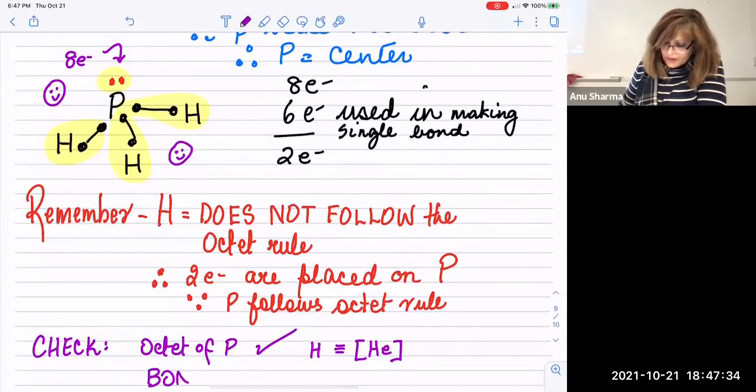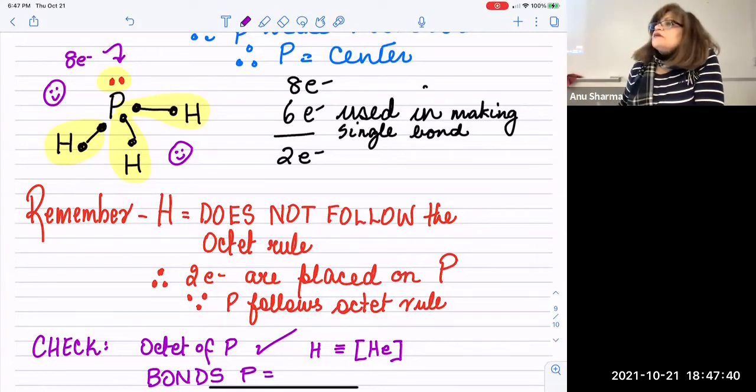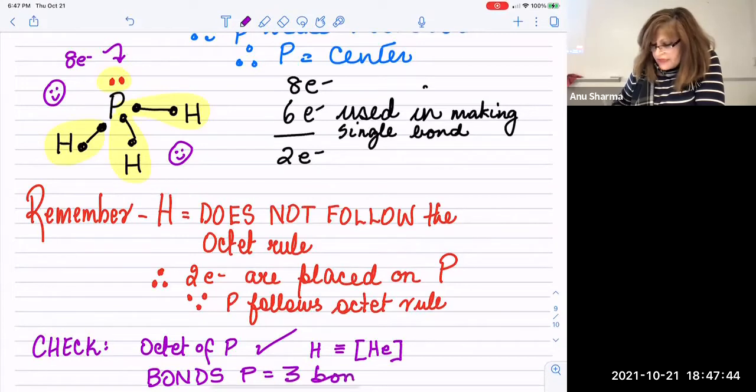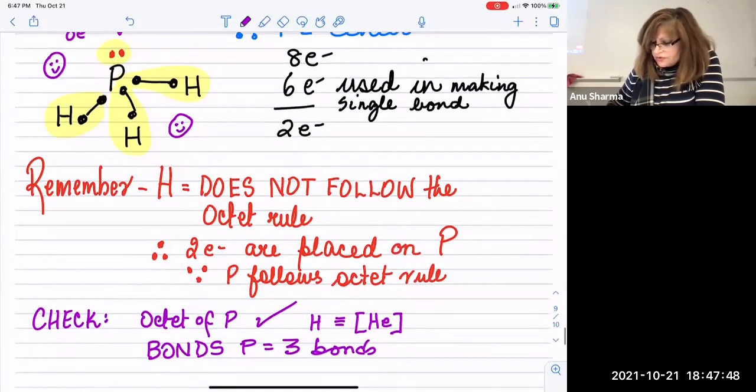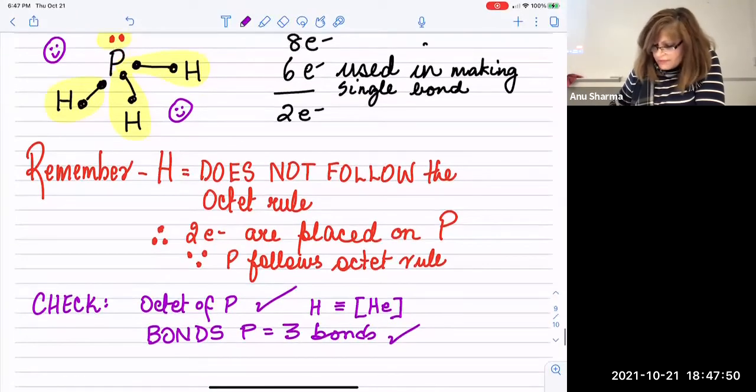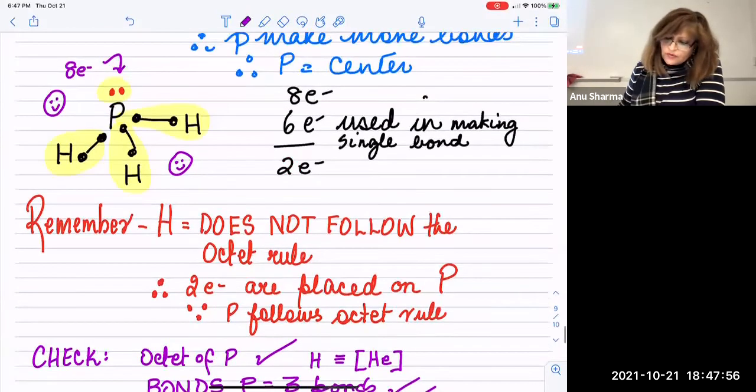Bonds. How many bonds does phosphorus make? Group 5A, how many bonds? 3, very good. So phosphorus is making 3 bonds. So super happy. How many bonds does hydrogen make? Only 1. So hydrogen is also happy. You see that? So that's the Lewis structure. It's very important to check.